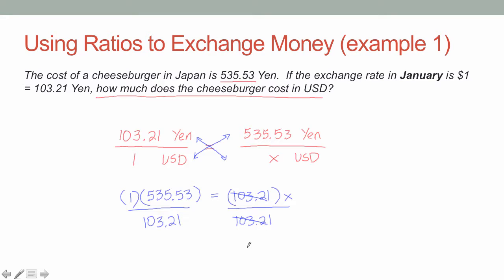Those divide out and we're left with X equaling, let's pull out my calculator here, $535.53 divided by 103.21, and it costs in US dollars $5.19 if I round to the nearest cent. So that is, if I exchange my US dollars, how many US dollars I would need to purchase that hamburger in Japan. Got it? Not too bad, right?